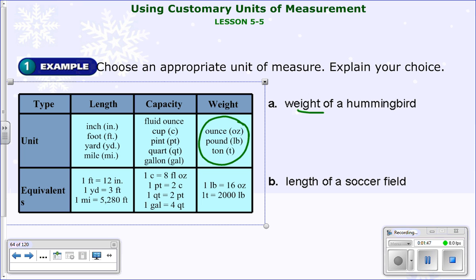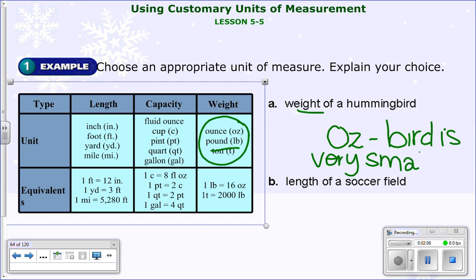Obviously tons is out. We know it's not going to weigh a ton. Well, pound, a bird could weigh a pound, but again, a hummingbird is a teeny tiny little bird. So here I would go with ounce, because a hummingbird is very small. Now again, if you went with pounds, it wouldn't be wrong, but ounces would be the most appropriate measure.